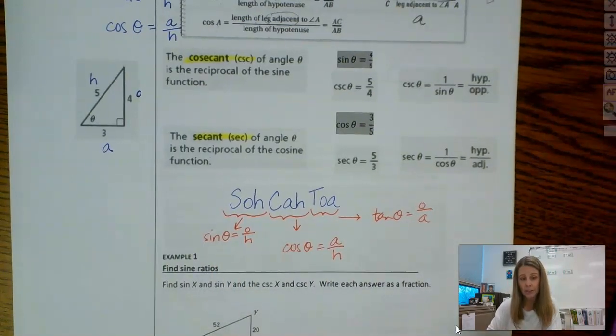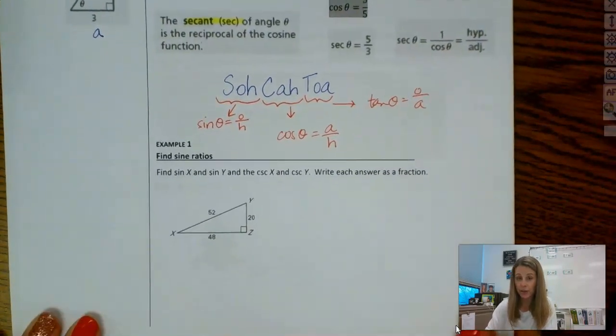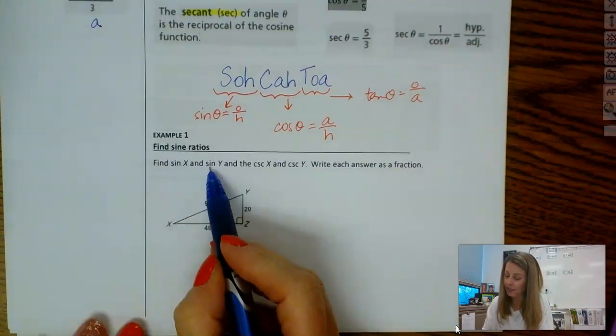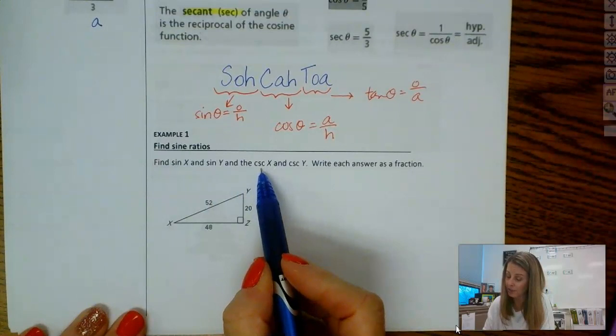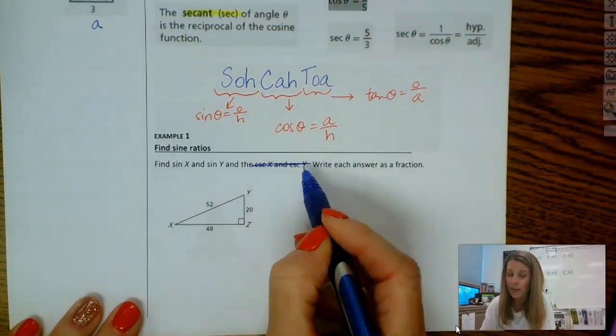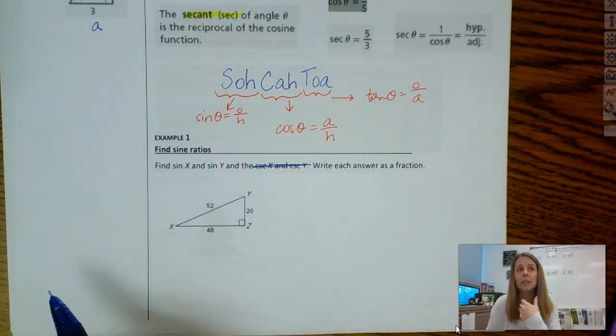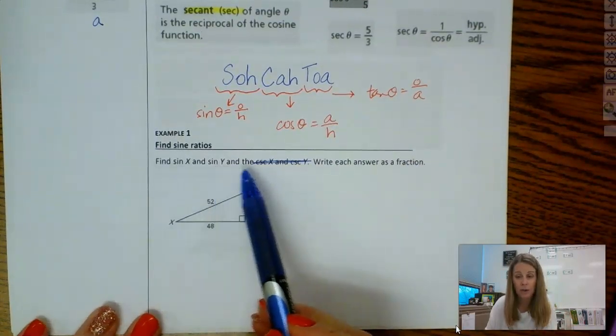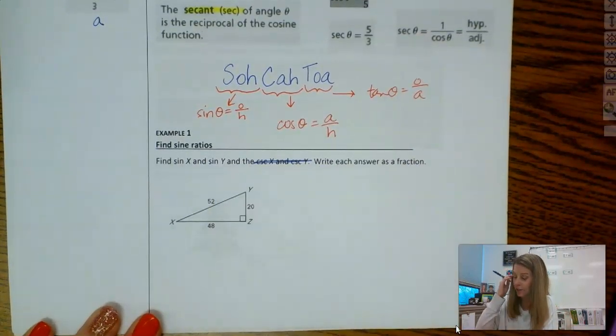All right, well, let's look at this first example. We're going to start by just writing ratios. Find the sine of x and the sine of y, and then the cosecant of x and y. I'm going to skip this for now, okay? I just wanted you to have an introduction or an awareness of the connection between cosecant and secant. So we're going to find the sine of x and y, write each answer as a fraction.